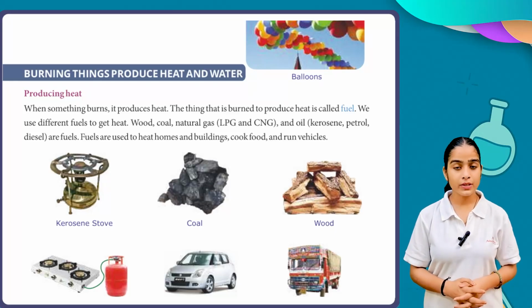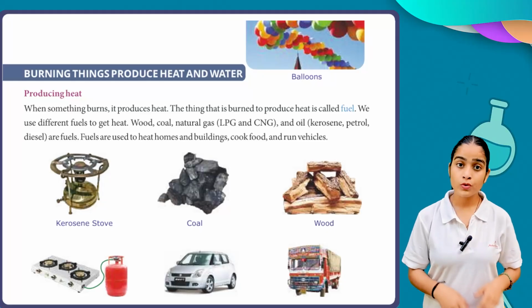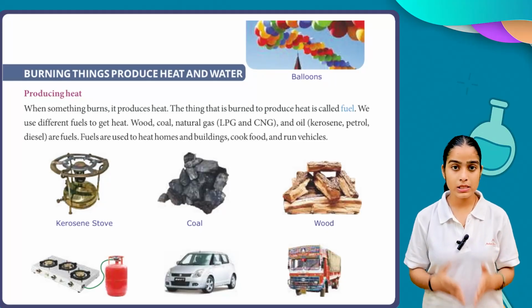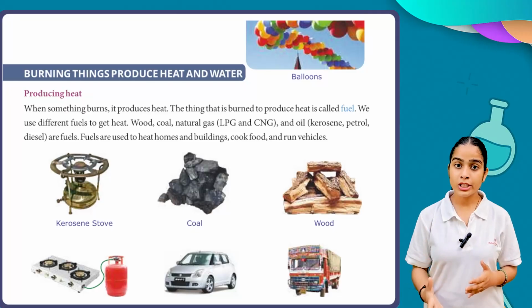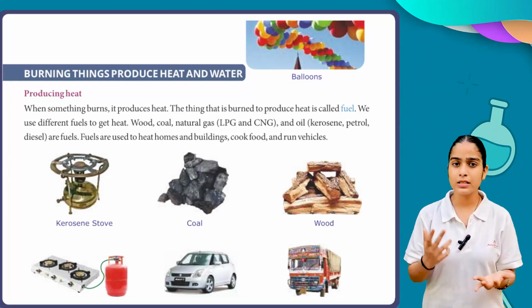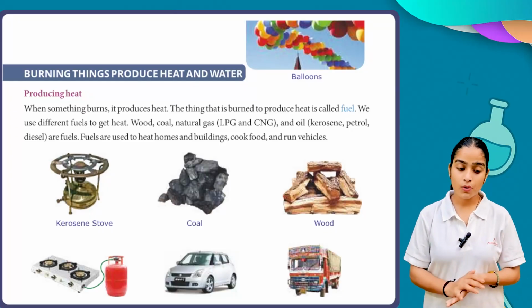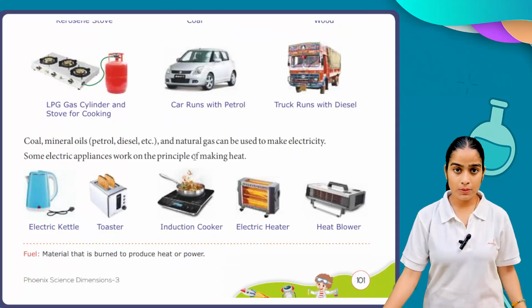Cook food, and run vehicles. So, for example, if you don't have LPG gas in your home, you cannot make your food. So this is a simple concept we have, that for generating heat we need fuels, and fuels we have kerosene, petrol, diesel, CNG, LPG, natural gases, coal, etc. Now we go forward, and these are the things you see in the pictures here.